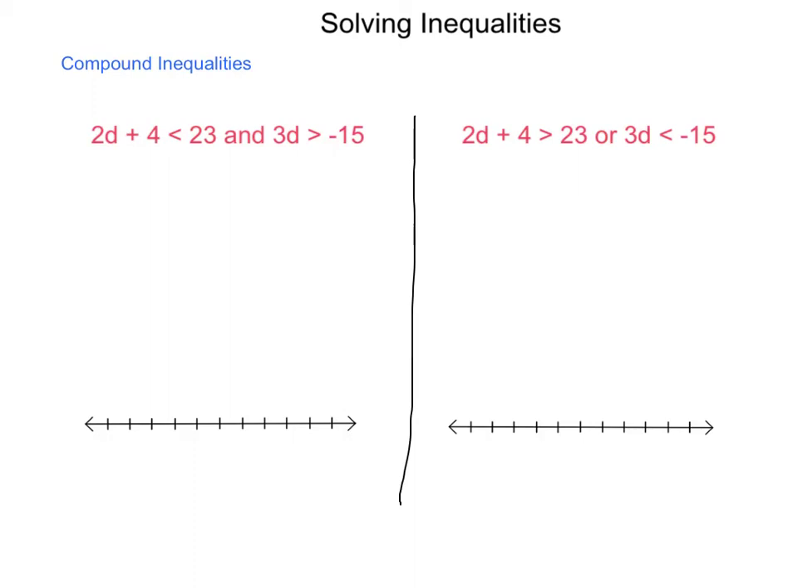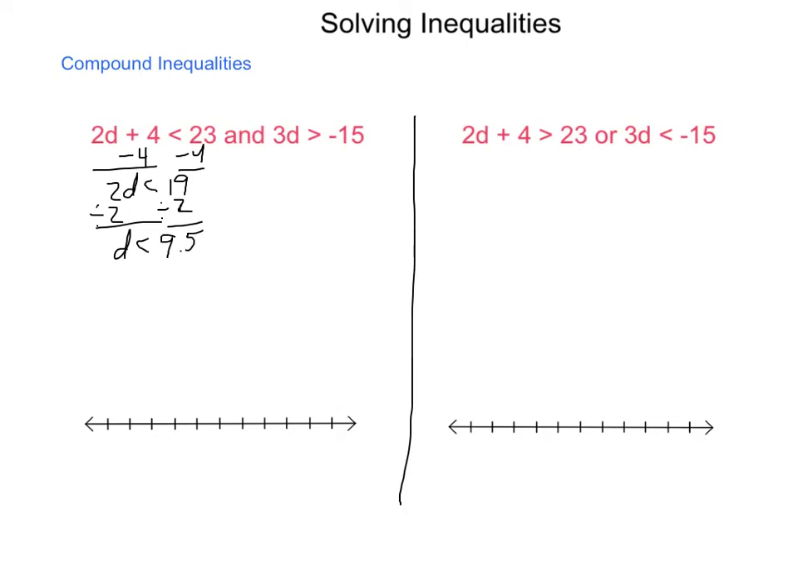So we're going to begin. We will have to solve these two inequalities separately. Some compound inequalities, especially the and type, can be solved simultaneously, and we'll get to that in later units. So we're going to begin by subtracting 4 in our first inequality. So I get 2d is less than 19, dividing both sides by 2. I get d is less than 9.5.